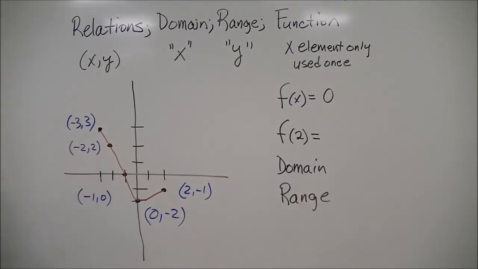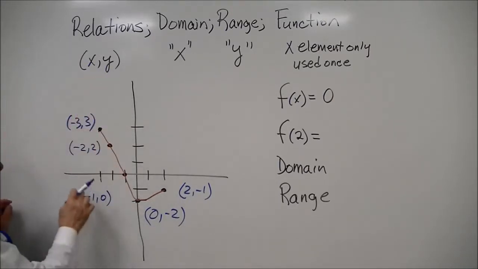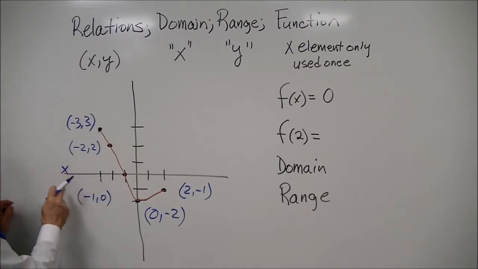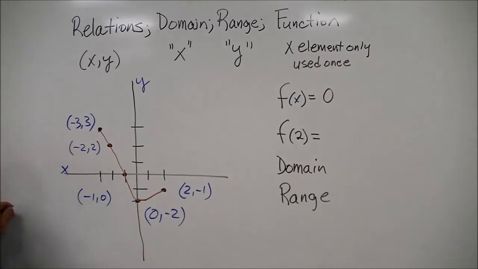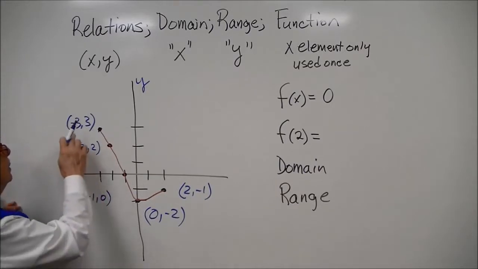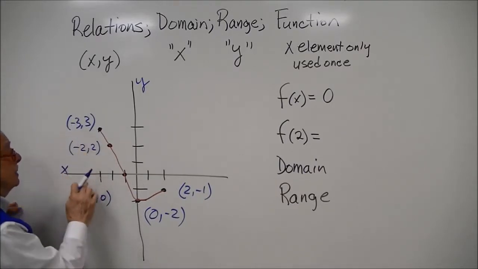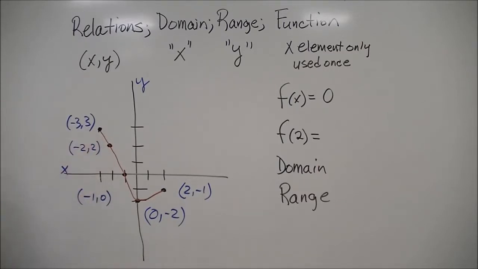Now remember, since they are an ordered pair, the x value needs to come first. This being your x-axis, this is the y-axis, the pattern for graphing or plotting the points would be to do the x first and then go up or down to the y. Now a couple of other things while we're thinking of it.